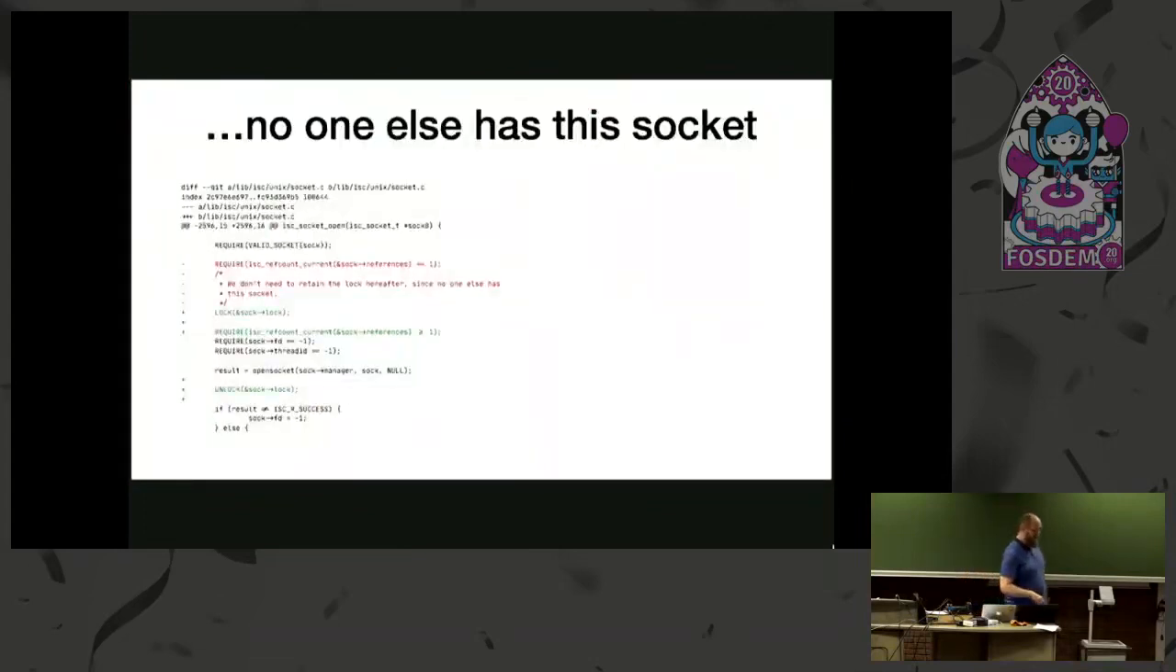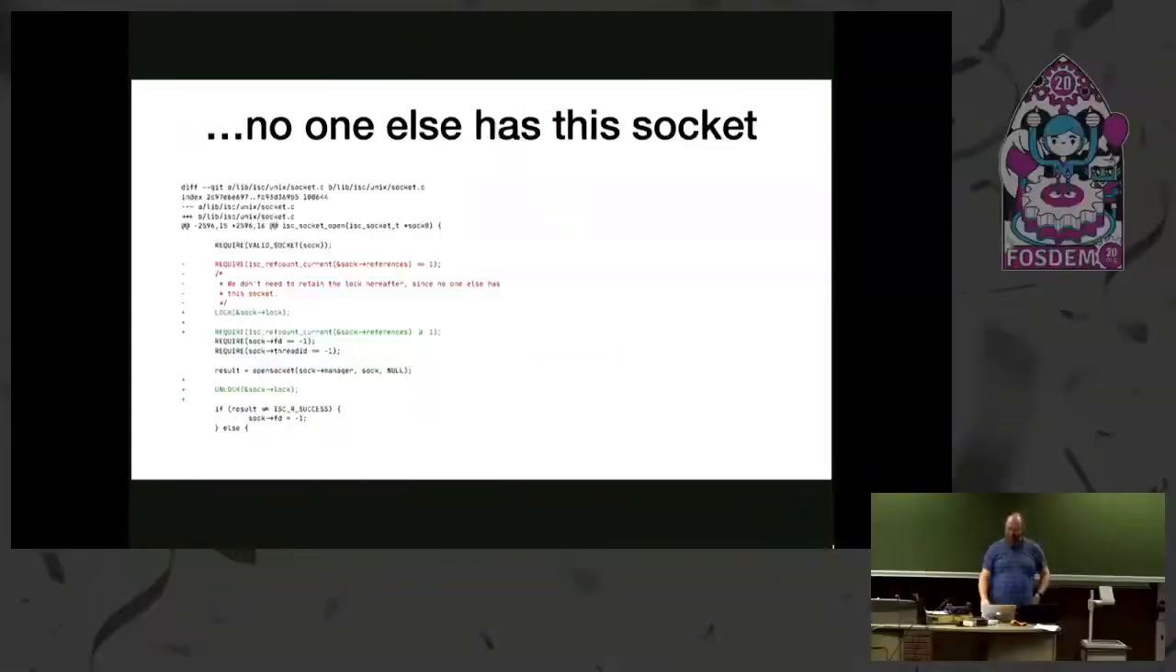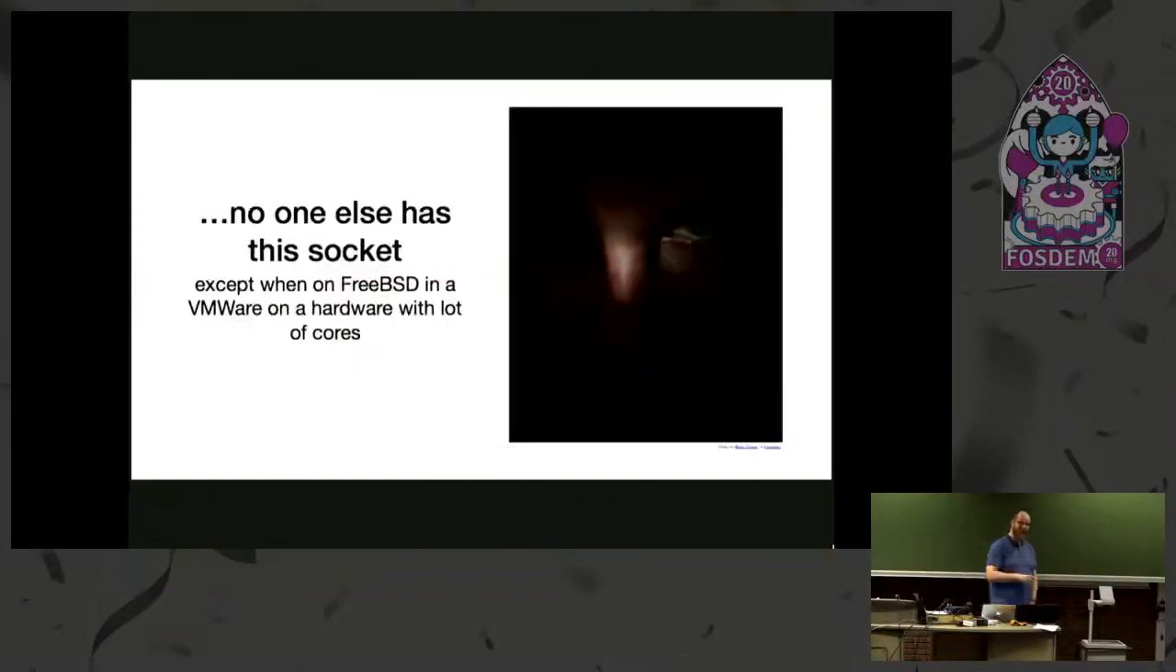Another example. There's a comment: no one else has this socket, so we can free it, right? The fix is actually to lock the socket structure, because again there was a bug where no one else has the socket, except when you are on FreeBSD in VMware on hardware with a lot of cores.